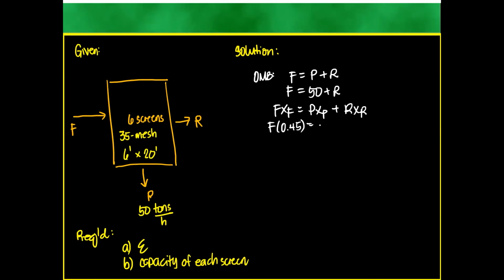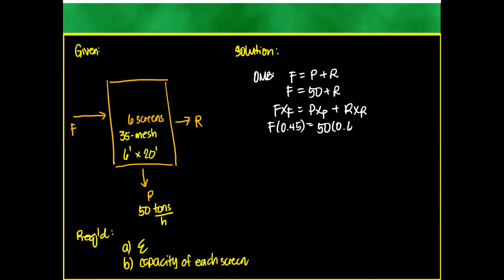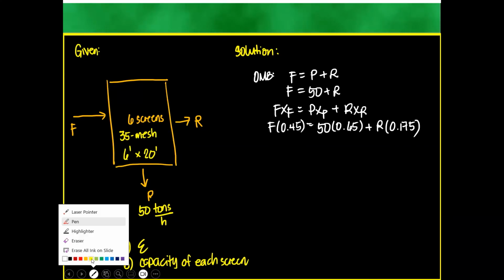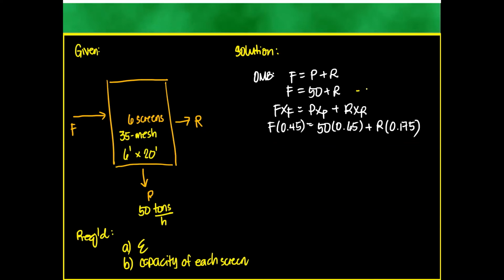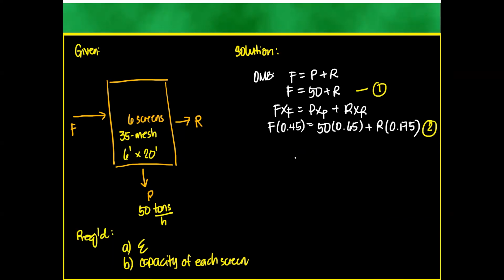The P, the product is 50. XP is 0.65. And then R, and then 0.175. So with this, equation 1 and 2, you can already solve for F and R. Can you please help me solve for F and R?